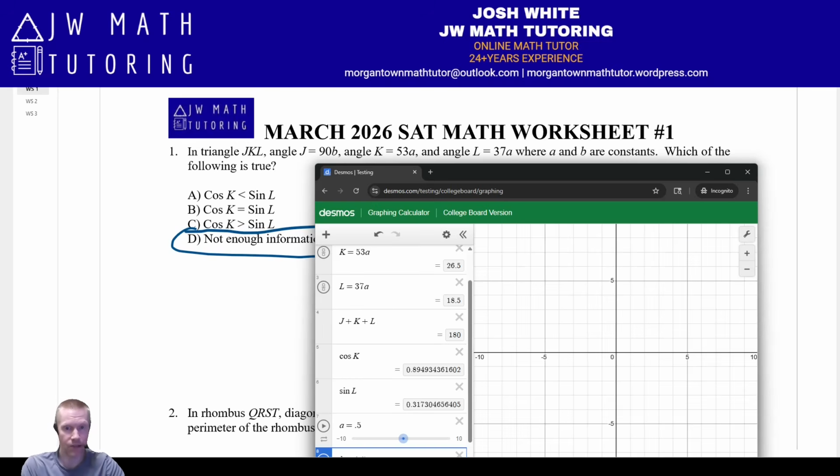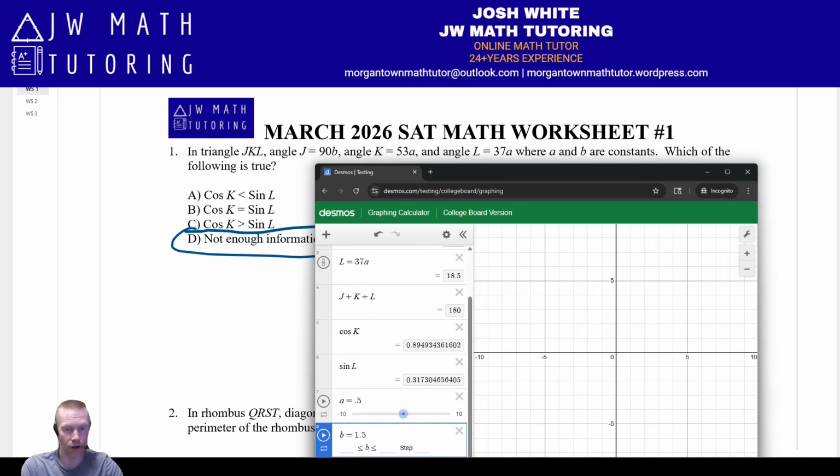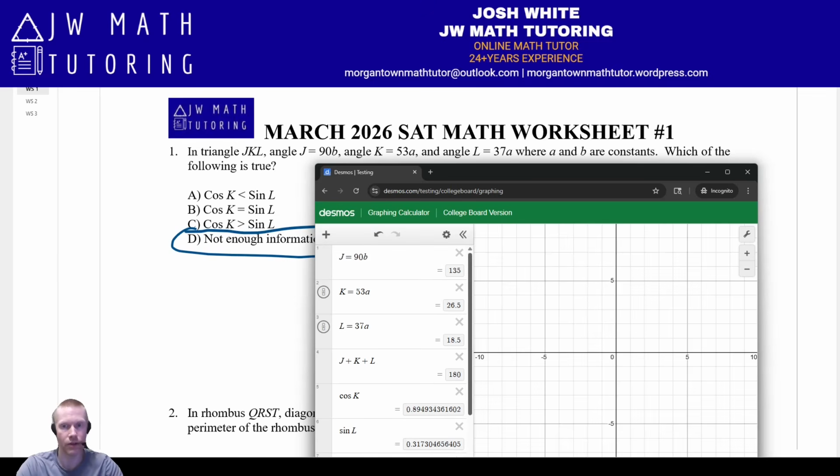Therefore, just based on what I've done so far, we can now conclude it's going to be D. Okay? We found one example where they're equal. We found one example where one is greater than the other. Therefore, it's going to be D, not enough information to determine. You cannot conclusively determine that one of these statements in A through C is always 100% of the time true.